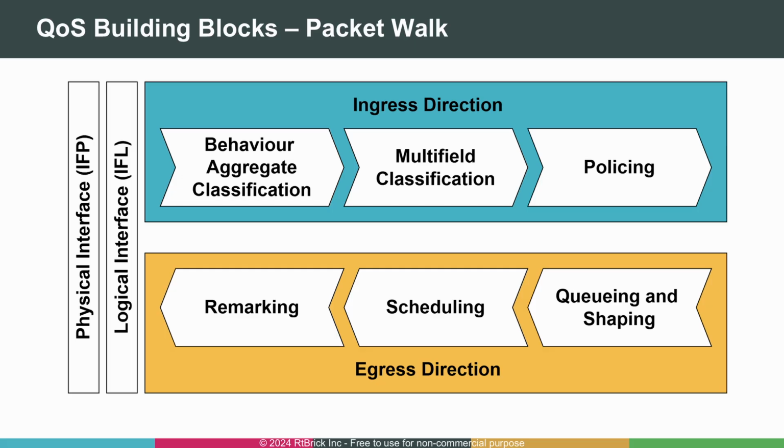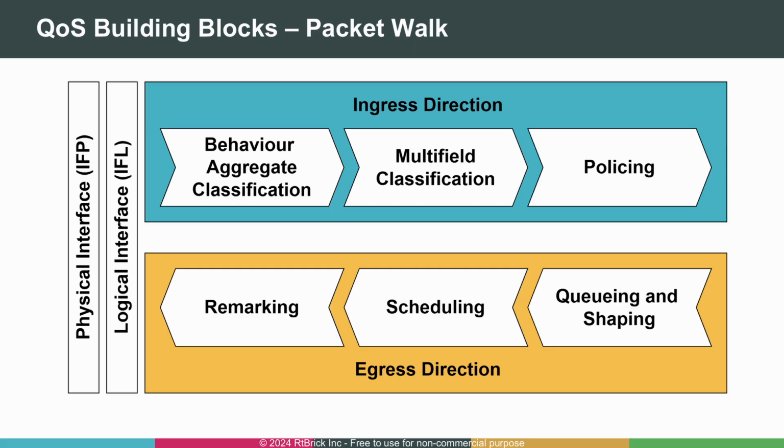Once classified, packets may be subject to policing, which enforces ingress rate limits and ensures traffic stays within service contracts. Policing can drop packets or downgrade their markings if they exceed the allowed rate, preventing a single flow from overwhelming the network. Packets are then placed into queues, which act as packet buffers.